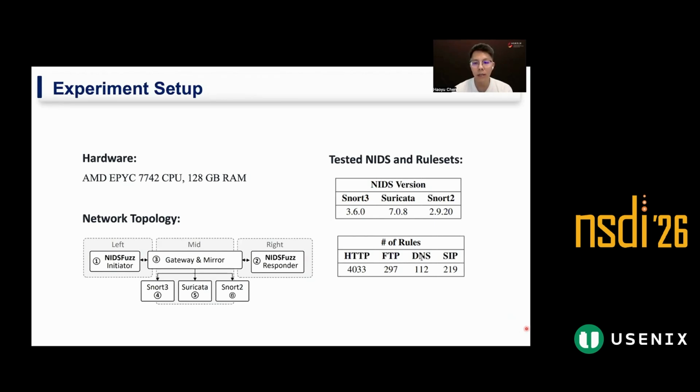We evaluated NIDSFuzz on 3 widely used NIDS platforms, Snort 3, Suricata, and Snort 2, each running its latest version at the time of writing. For rules, we used the latest Snort community rule set covering 4 protocols: HTTP, FTP, DNS, and SIP. In total, roughly 4,600 rules. The network topology is built with Docker Compose.